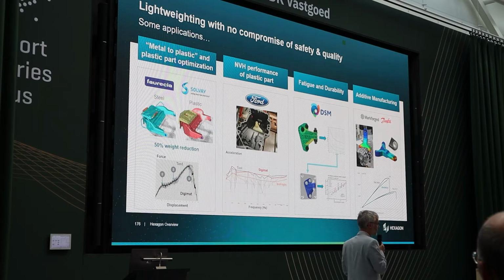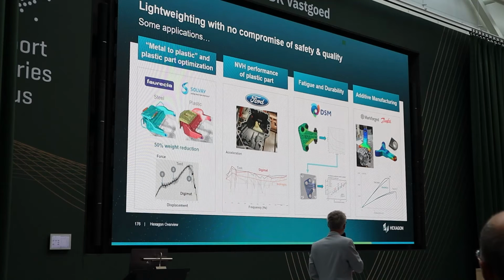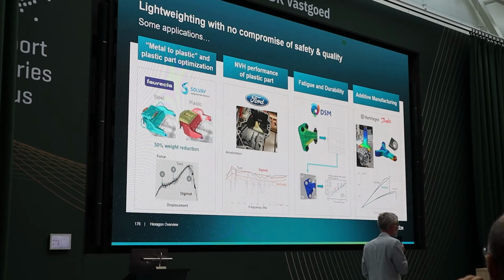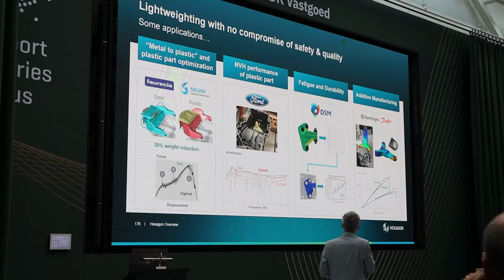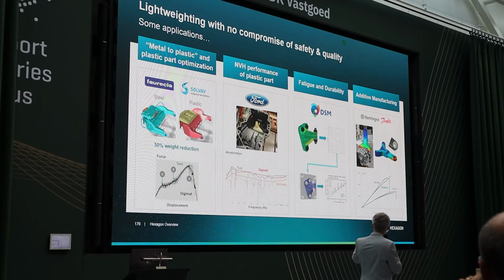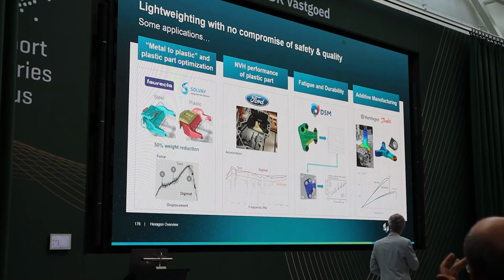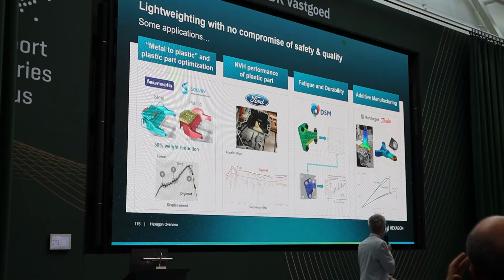A plastic material does not show the same behavior in vibrations as a steel material, and so you need to use a specific material model to capture the damping of the plastic in this case, and how the damping is influenced by the reinforcement. Here we have a nice work that has been produced with DSM. Lucien Devon is in the room.